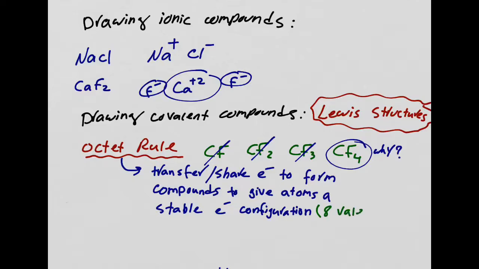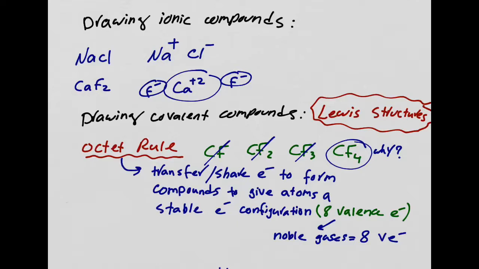And why do you want 8 valence electrons? Because guess who has 8 valence electrons? Yeah, noble gases have 8 valence electrons. And noble gases are considered sexy on the periodic table. Everyone wants to look like them. So that is our Octet Rule.